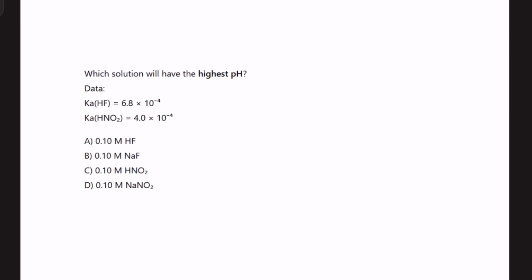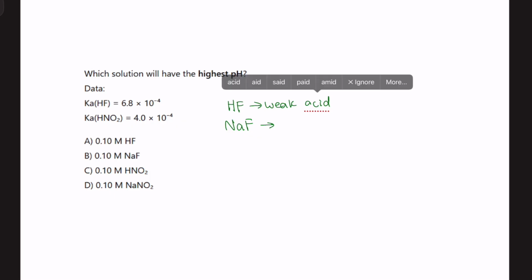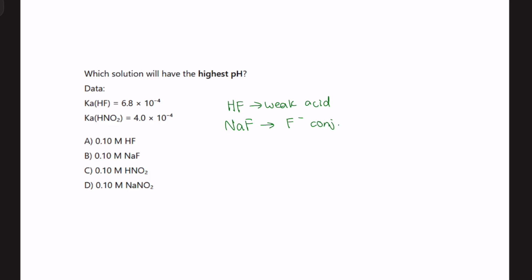Next, which solution will have the highest pH? So we're given the Ka values of 2 of our species. So let's first identify what each of our options are. So I have hydrofluoric acid. This is a weak acid. Then I have NaF. So NaF is a salt which includes the fluoride ion, which is the conjugate base of hydrofluoric acid. Okay, moving on.